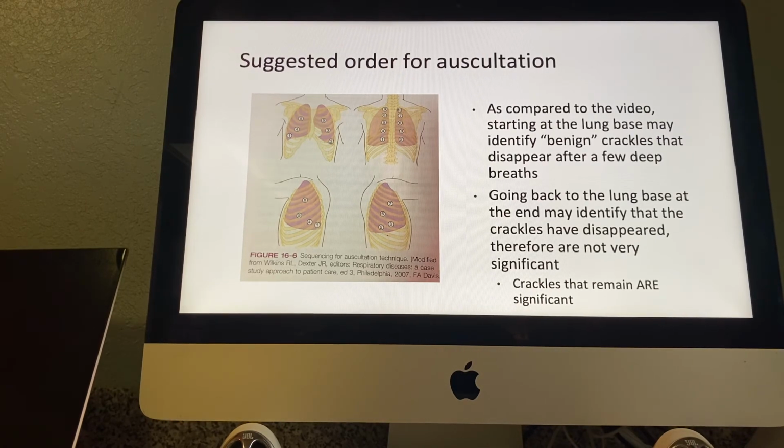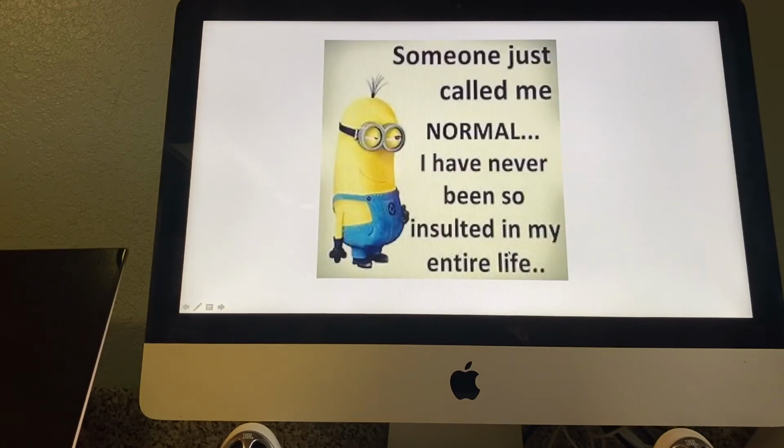So this is essentially what the book says that we want you to do. Go back to the lung base at the end, and you may identify if the crackles have disappeared. If they disappear, they were benign, not significant. If the crackles are still there after a few deep breaths, they are significant, okay?